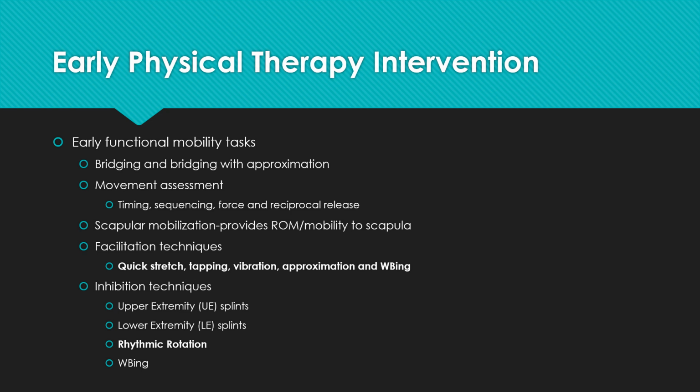On the other end of that spectrum, patients also need inhibition techniques for muscles that are activated at a time that they're not supposed to be. And so we can utilize things like upper and lower extremity splints to inhibit muscle activation.